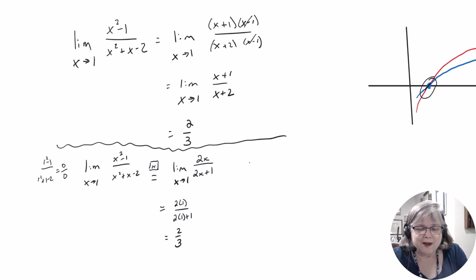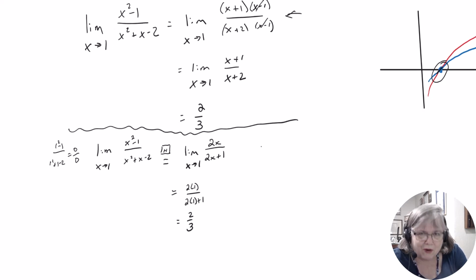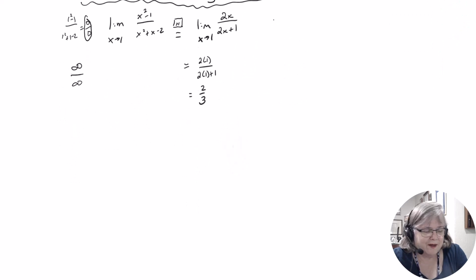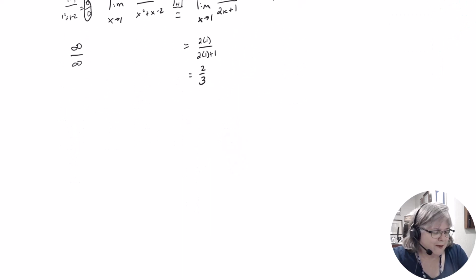And depending on how good you are at factoring, this may be a good choice for you, but you can only apply it, right, when you've got this indeterminate form of 0 over 0 or infinity over infinity, all right? You can't apply it any other time. So let's talk about it for just a second.